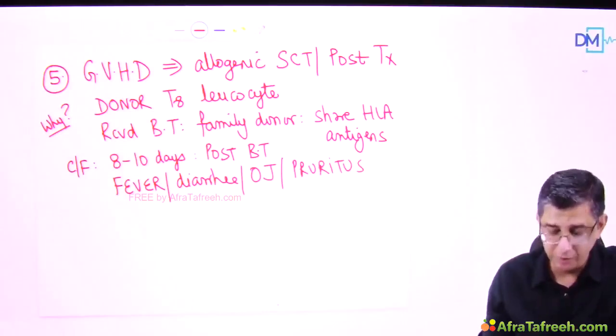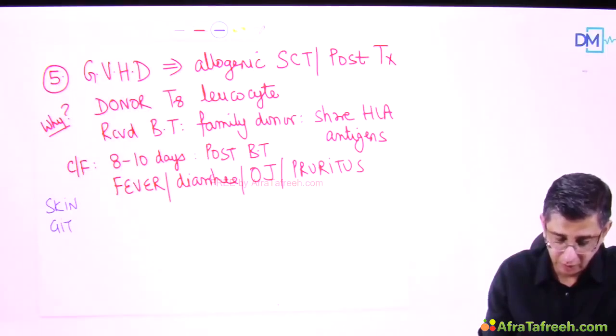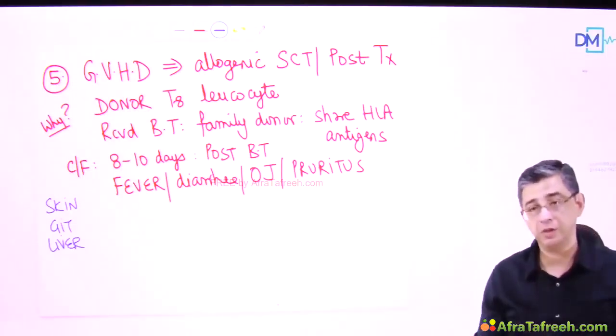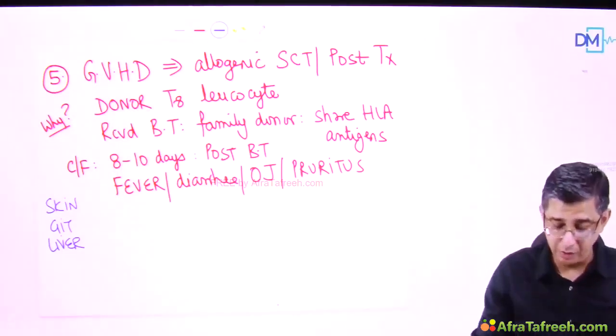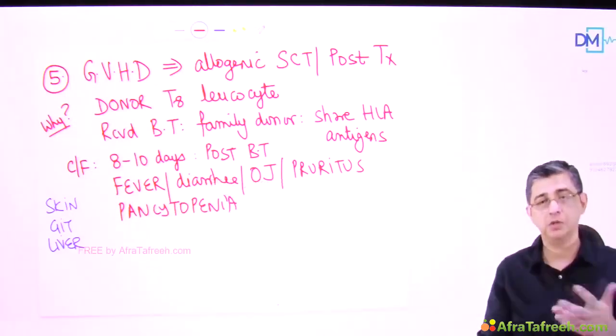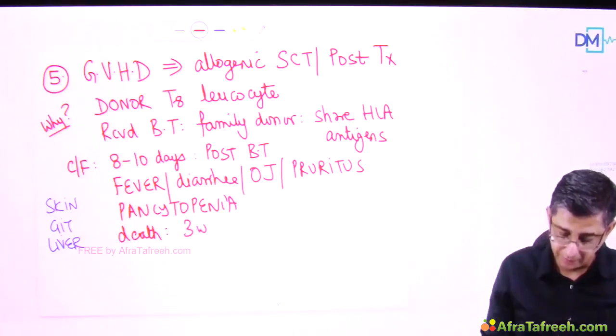So what are the organs affected in graft versus host disease? Skin is involved, GI tract is involved, liver is involved, and because it's an immunologically mediated disorder, fever will anyway be present. In fact, in these patients there's a possibility of frank pancytopenia developing, where RBC, WBC and platelet counts will fall, and there is even a possibility of death in graft versus host disease after 3 weeks.